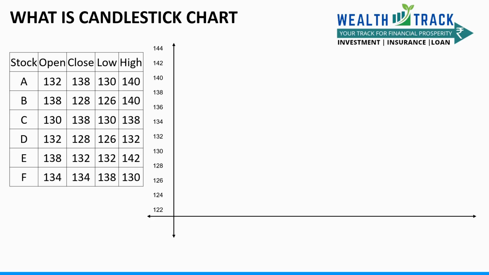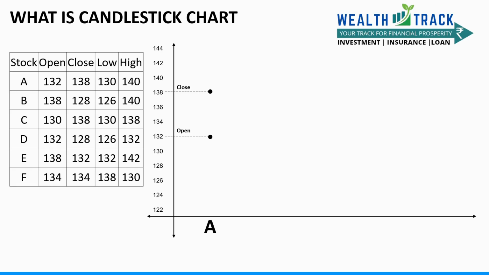So what is the opening price for the day, what is the closing price for the day, what is the day low, and what is the day high? These are the data points that I have taken. Now if we take stock A, the opening price is 132 rupees. So I draw a line at 132, which is the opening price, and I plot a dot for reference. And the closing price for the day is 138 rupees. So again, I draw a straight line and I keep a dot here. And this is where the stock closed for the day.